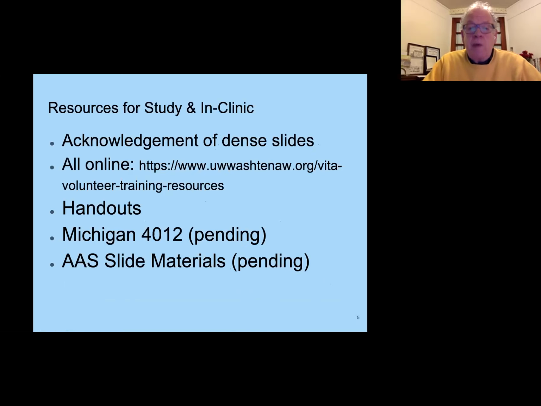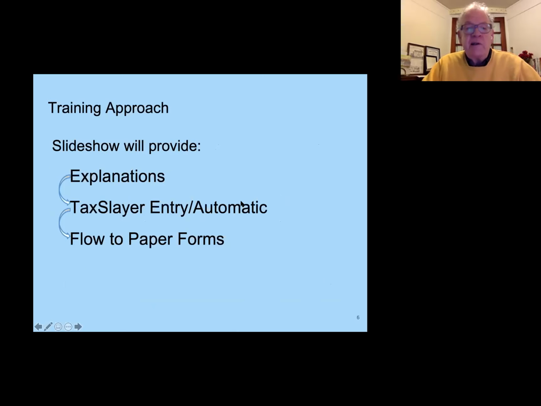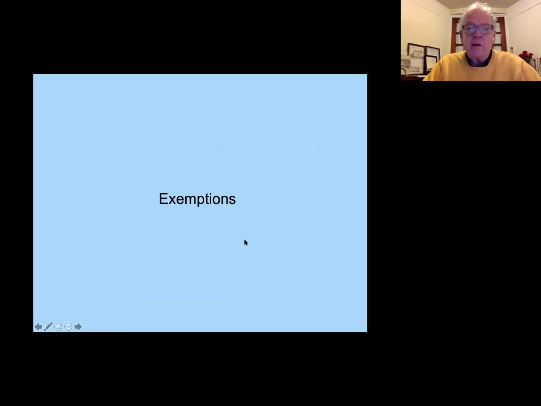So, by the way, the Michigan 4012 should be coming out any day. That's what I learned today. And the Accounting Aid Society slides are going to probably be the end of the month. A lot of the slides that are in here are Accounting Aid slides from last year. So as I said, it'll be an explanation of the tax law. We'll look at how you make the entries in TaxSlayer, and then how things flow to the forms will be the format that we're going to go through.